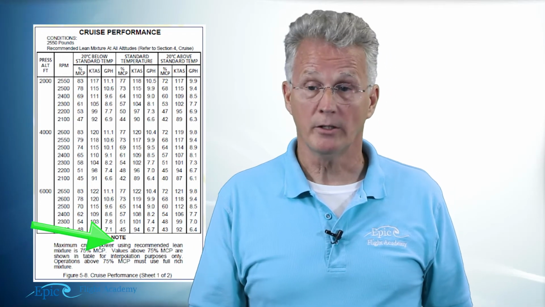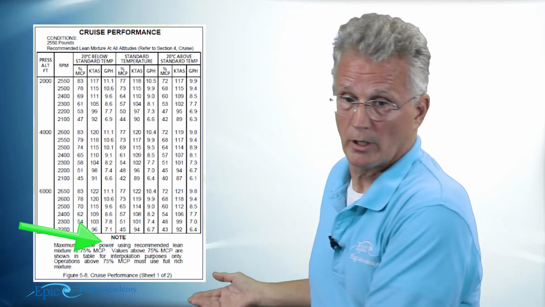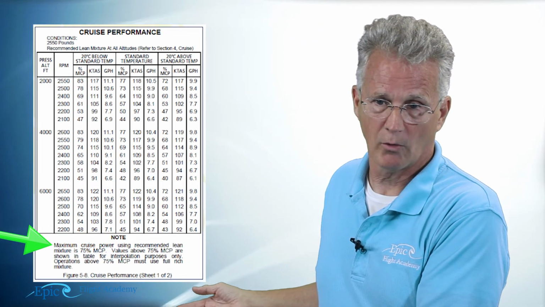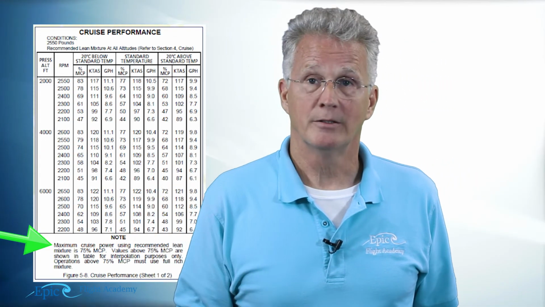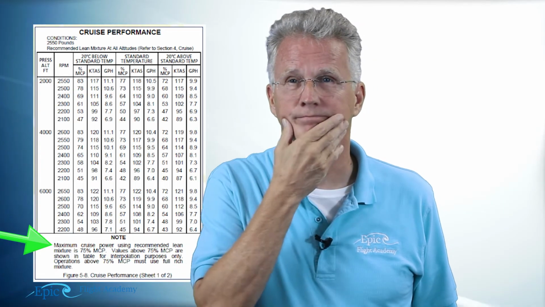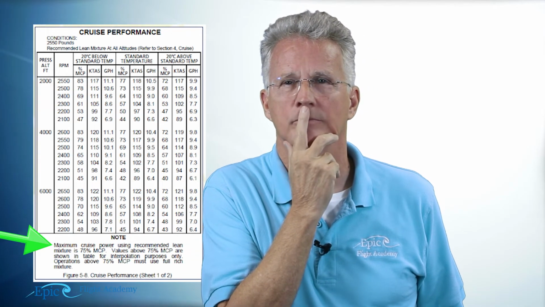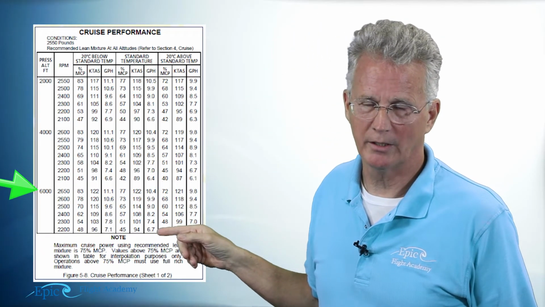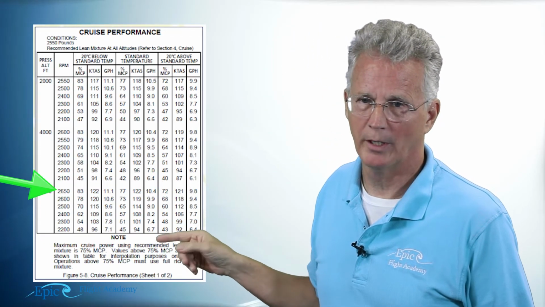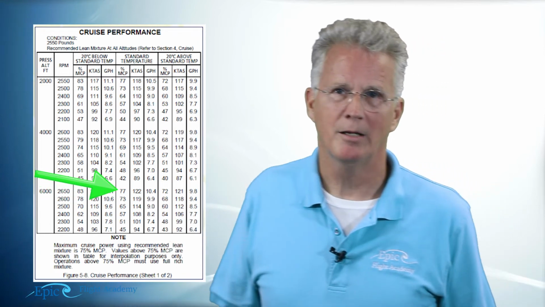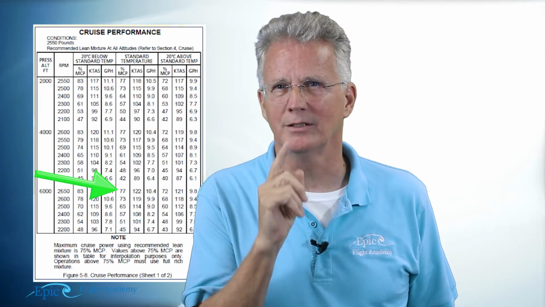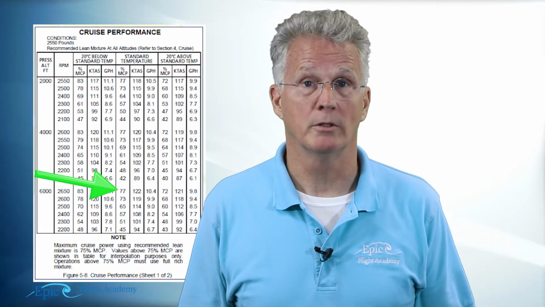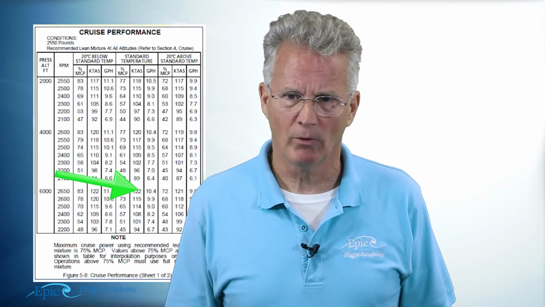Well, our answer is right there in the note. Look at the bottom of the chart. It says, note, maximum cruise power using recommended lean mixture is 75% maximum continuous power. So, at 6,000 feet, at 2,650 RPM, at standard temperature, I'm at 77. That's a little higher percentage than the manufacturer recommends for continuous power. And 10.4, that's a lot of gas.